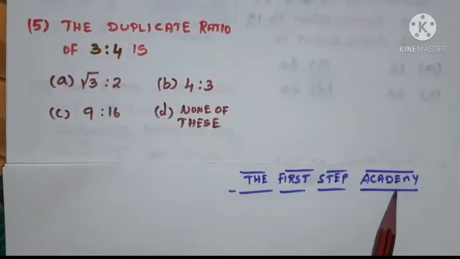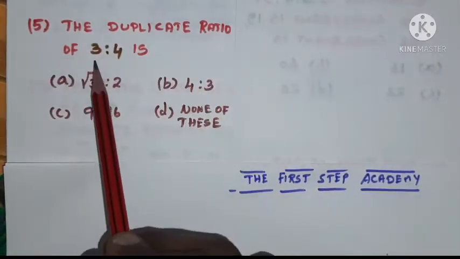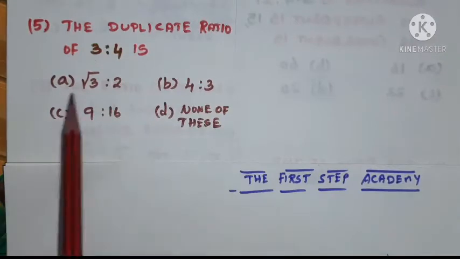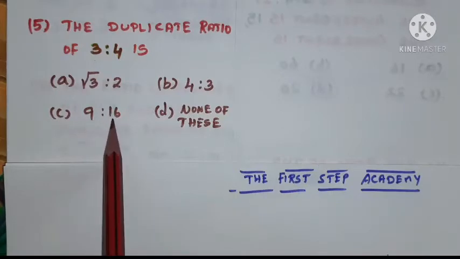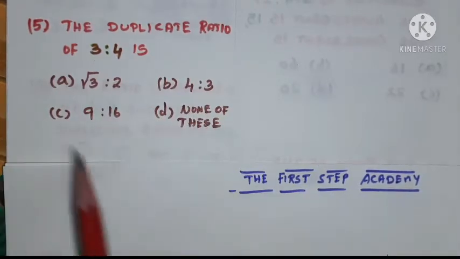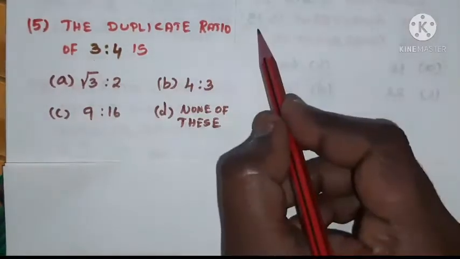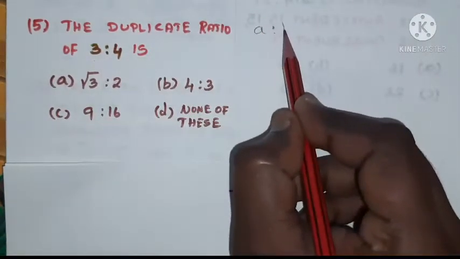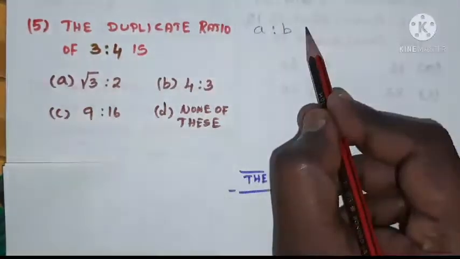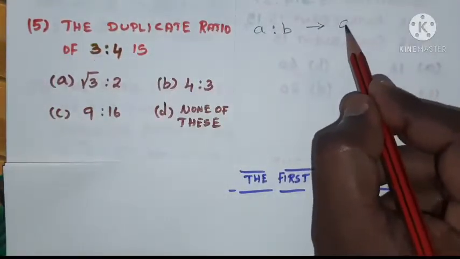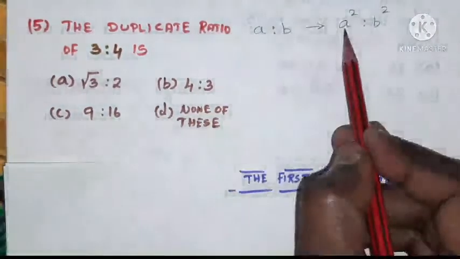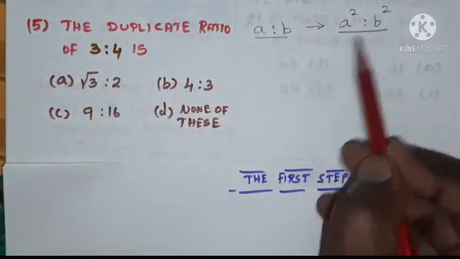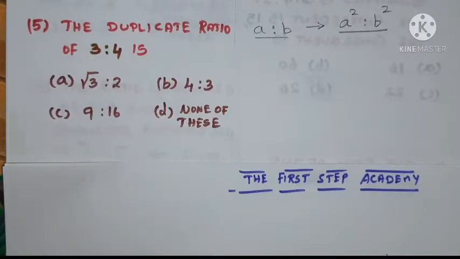The fifth one is: the duplicate ratio of 3:4 is. Given options are option A √3:2, option B 4:3, option C 9:16, option D none of these. So what is duplicate ratio? If we have a ratio A:B, then the duplicate ratio of this particular ratio can be written in the form A²:B². That's it. If you know this, we can find the answer quickly and easily, right?